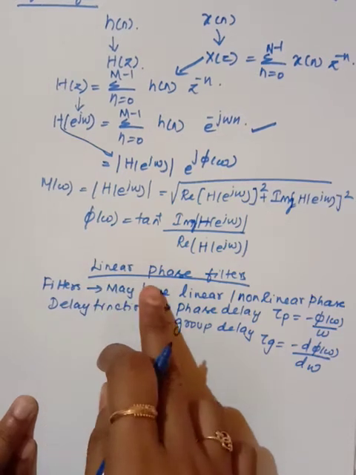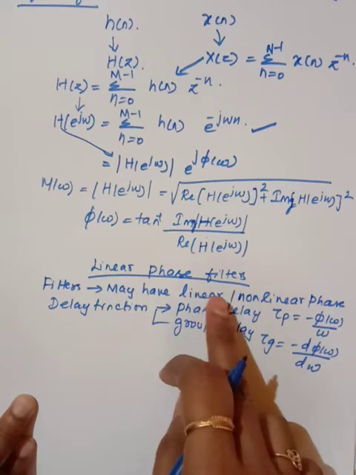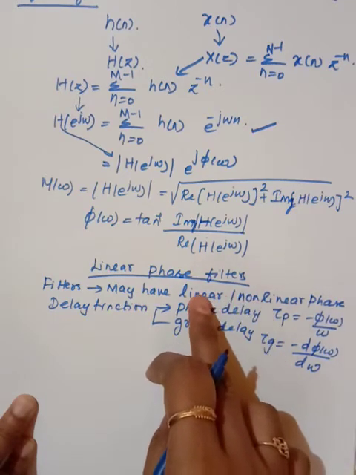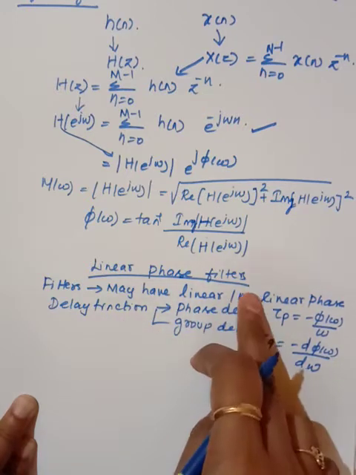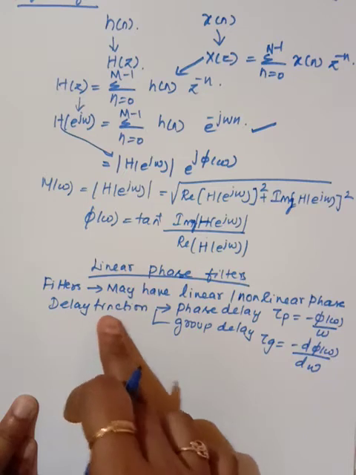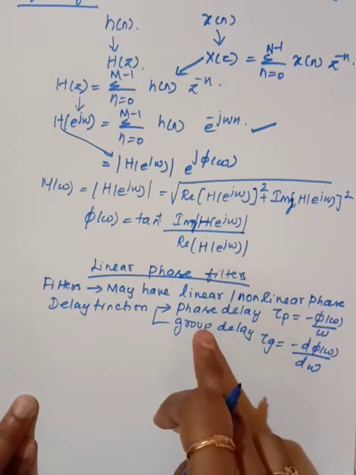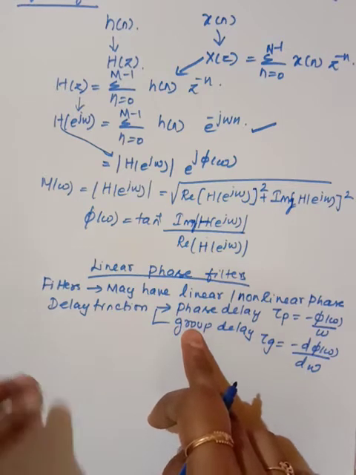We will discuss the linear phase filter. A filter is said to have a linear or non-linear phase, and this depends upon one function known as the delay function. In this delay function there are two types: one is phase delay and the other is group delay.